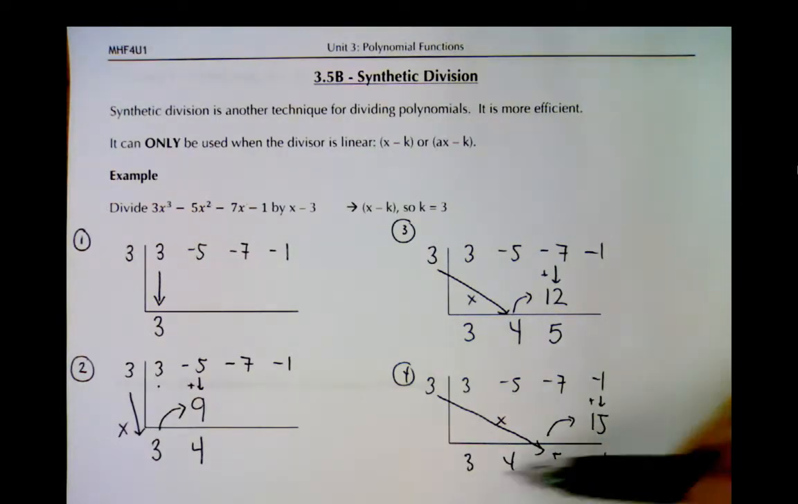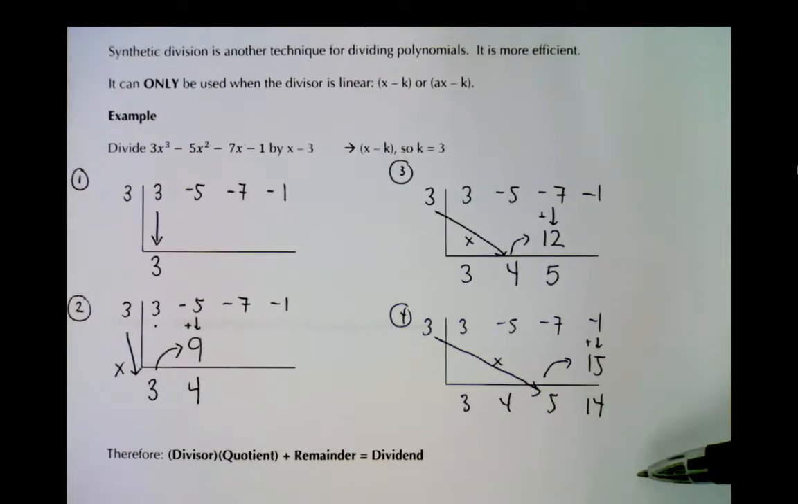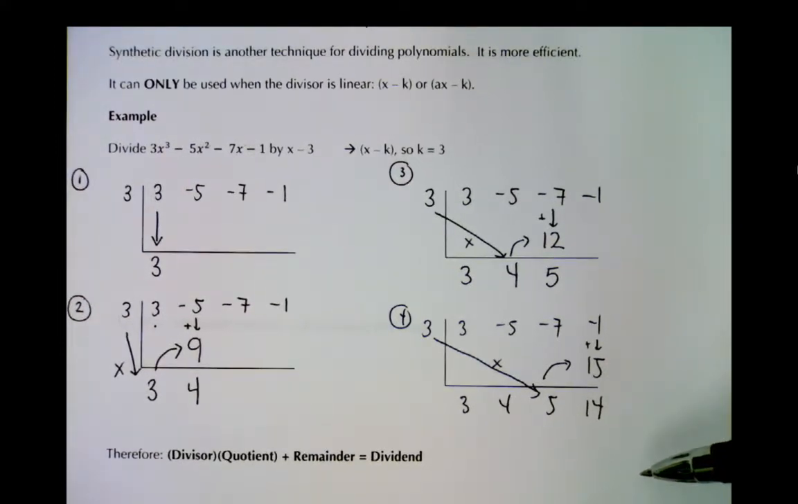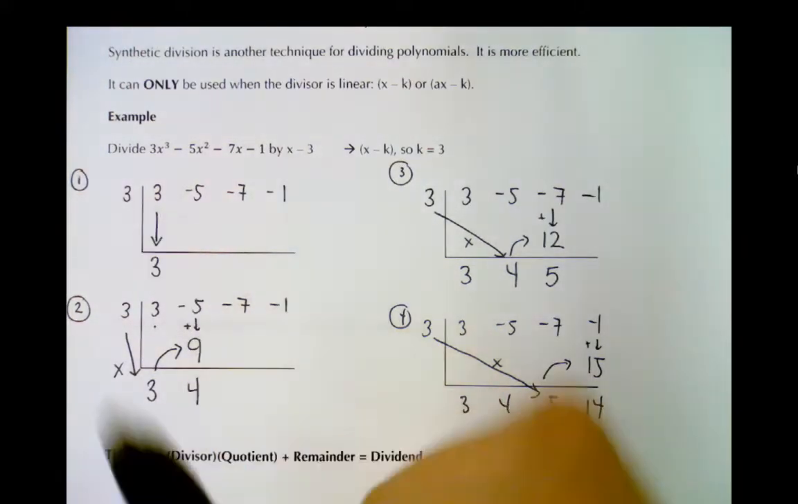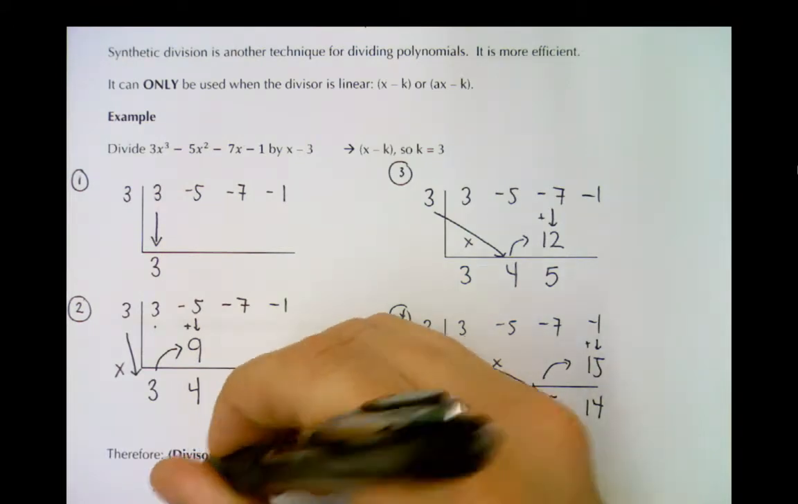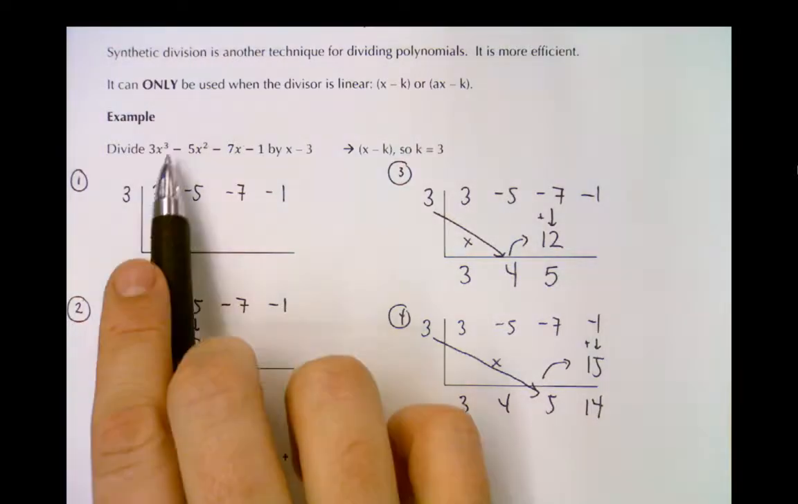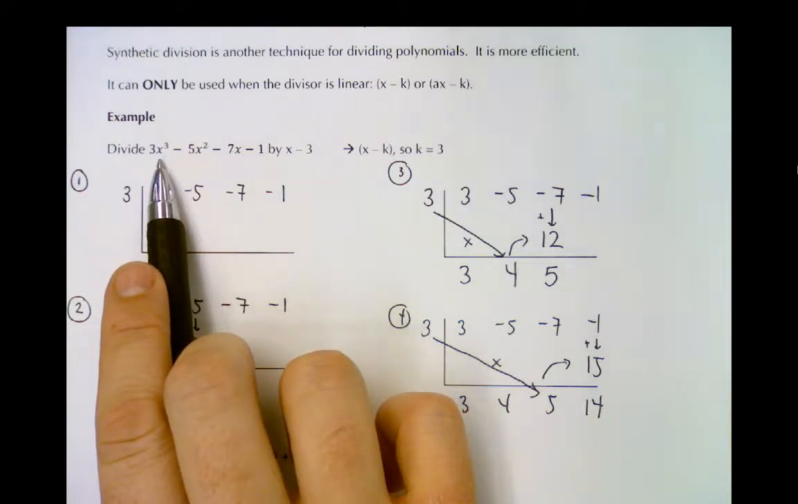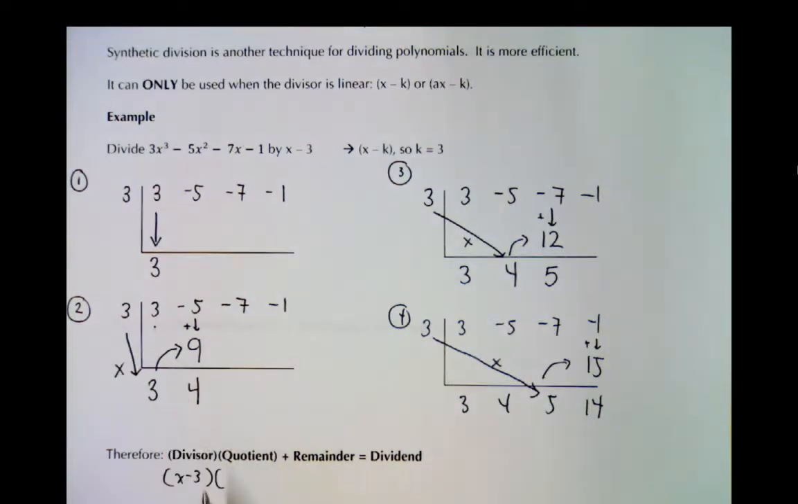What do these numbers on the bottom mean? Well, these are the coefficients on your polynomial quotient. Your polynomial divisor was x minus 3 from the very beginning. Your quotient will always be 1 degree less than what your original dividend was. This is a degree 3 polynomial. When we divide a degree 3 by a degree 1, we get a degree 2.